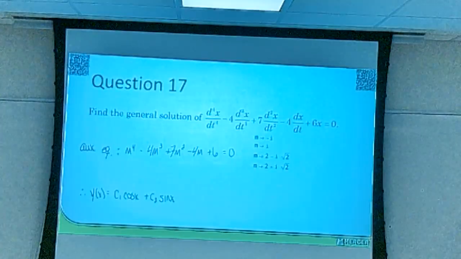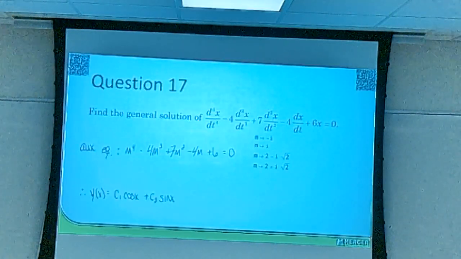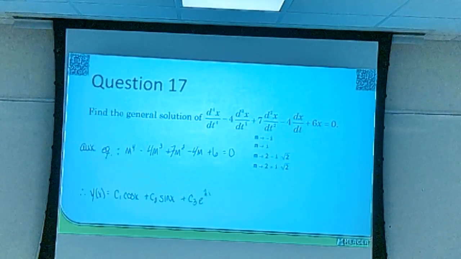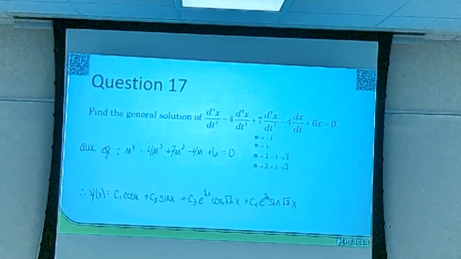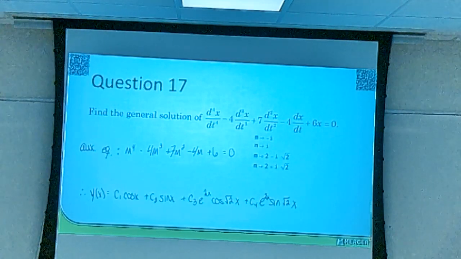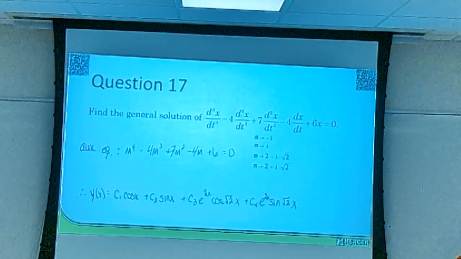Now look at that second pairing. What is the real component? 2. And what is the imaginary? Root 2. And that second pairing gives e to the 2x cosine of root 2x and e to the 2x sine of root 2x as two linearly independent solutions.